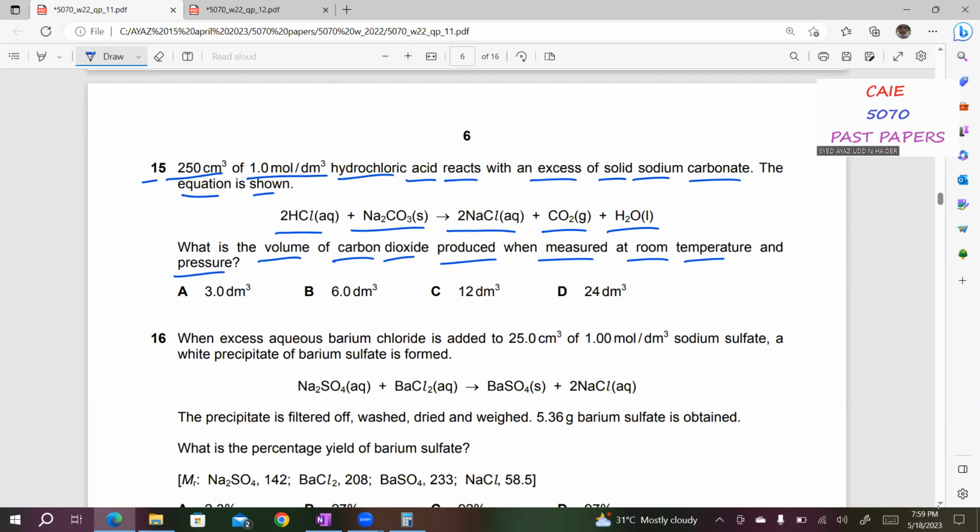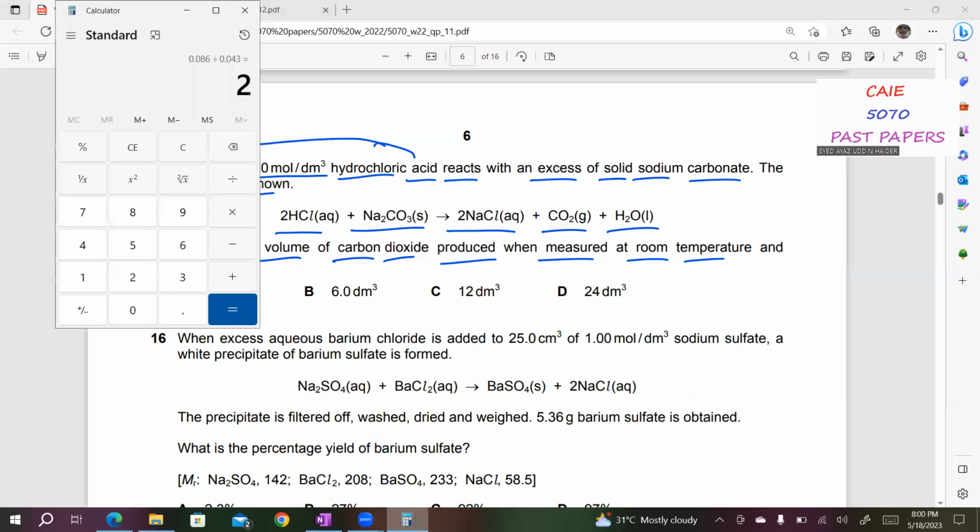Now we want to calculate the volume of carbon dioxide at RTP. For this purpose, we need the moles of carbon dioxide. If you can manage to calculate the moles of hydrochloric acid, then you can easily calculate the moles of carbon dioxide. For HCl, the information is provided. So 1 mole per dm cube means 1000 centimeter cube contains 1 mole. Therefore, 250 centimeter cube contains X moles. So 250 divided by 1000.